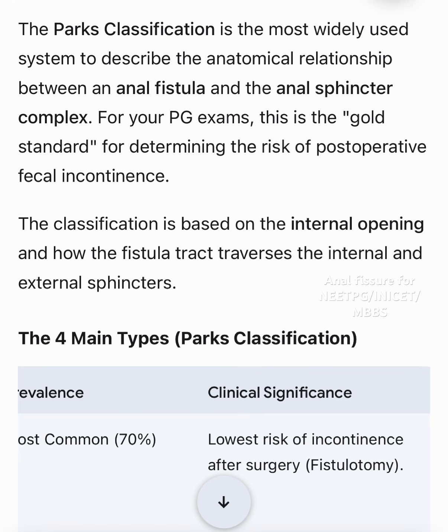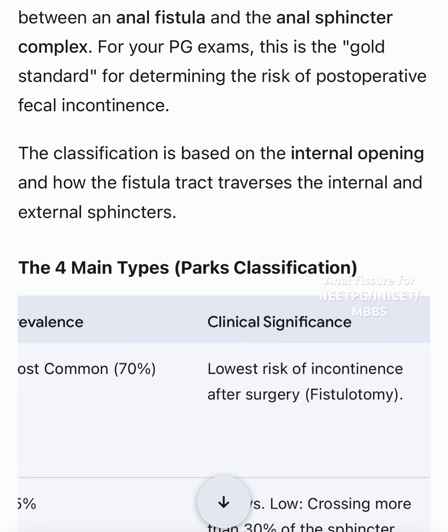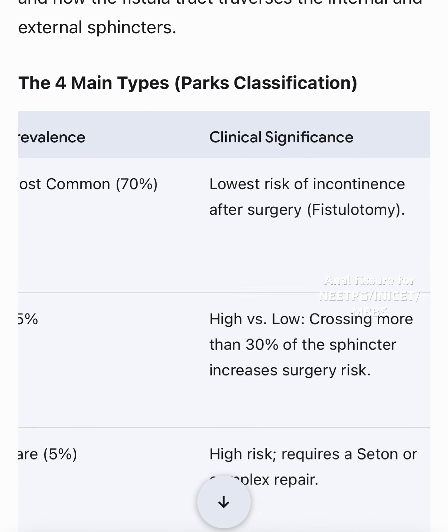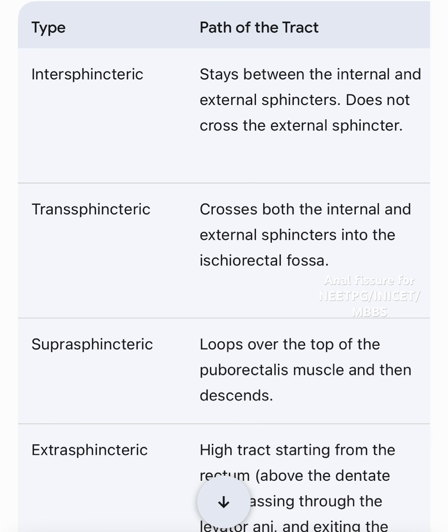Parkes classification is the most widely used system to describe the anatomical relationship between an anal fistula and the anal sphincter complex. For your PG exams, this is the gold standard for determining the risk of postoperative fecal incontinence. The classification is based on the internal opening and how the fistula tract traverses the internal and external sphincters. The four main types.